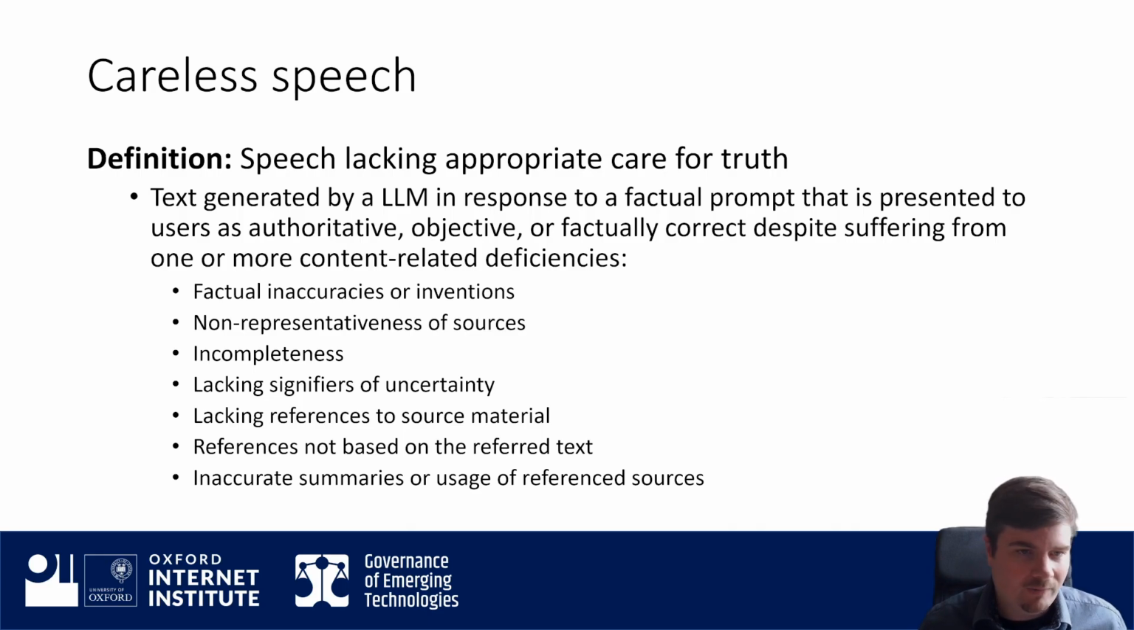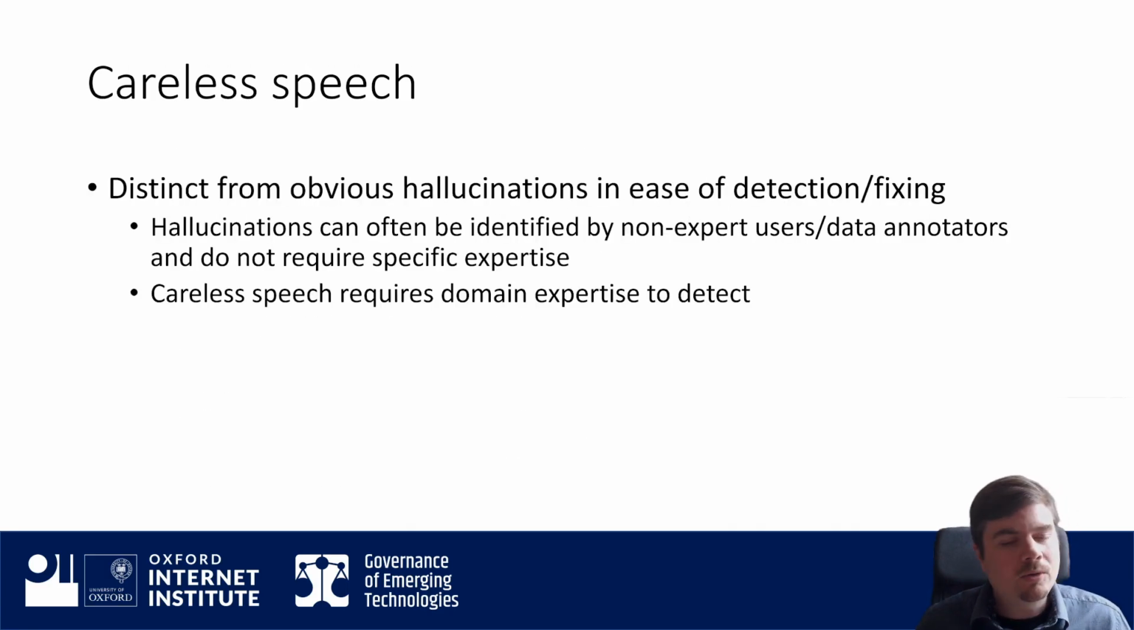It may be that it lacks references entirely to source material to say where the information comes from, or in some cases, the references are not actually based on the referred text. So in other words, the references are being used incorrectly. Or it could just be that the summaries are in some way inaccurate. We go into each of those deficiencies much more in the paper, but I won't go into them further today. So the key thing is careless speech is distinct from hallucinations in terms of how hard it is to detect and thus how hard it is to fix.